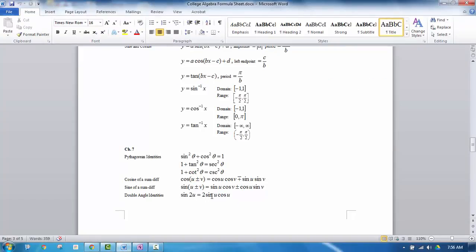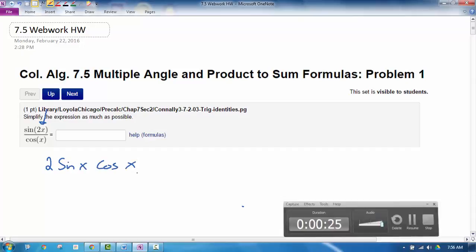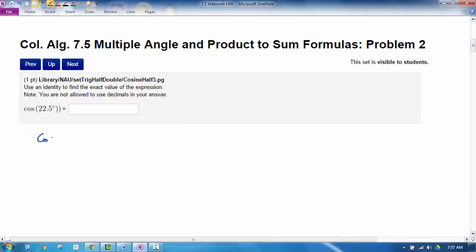Sine of 2u equals 2 sine of u cosine of u, so we can rewrite the top as 2 sine of x cosine of x, just following that formula. And then from there, obviously the cosines cancel, and our answer is just 2 sine of x.